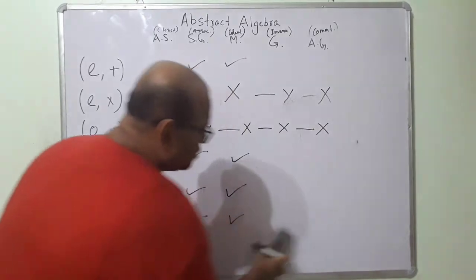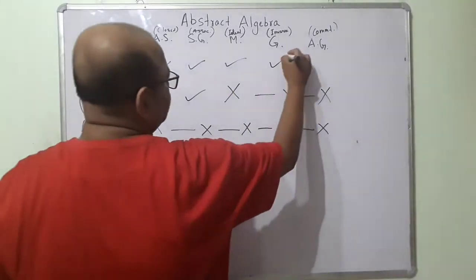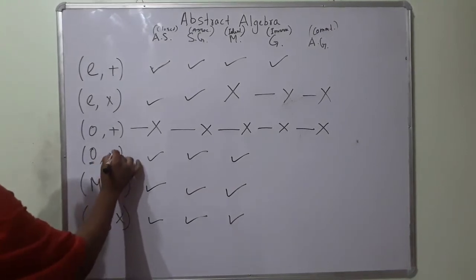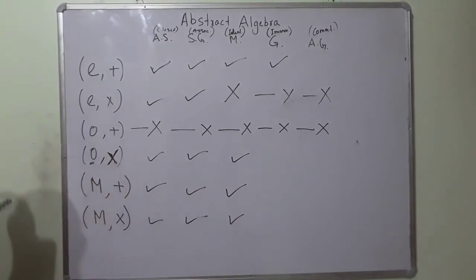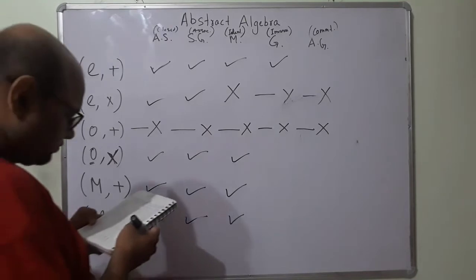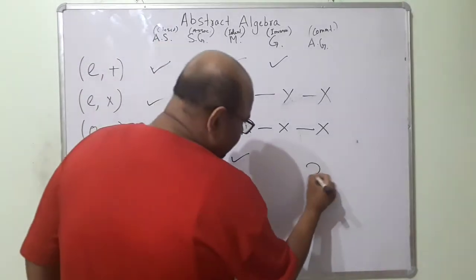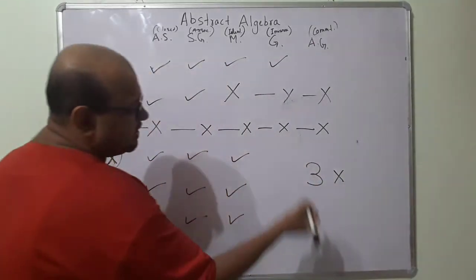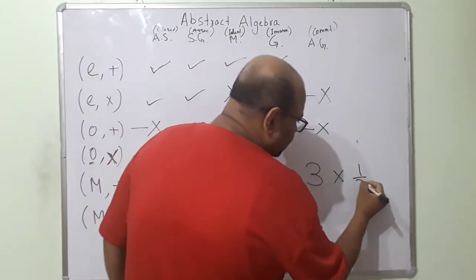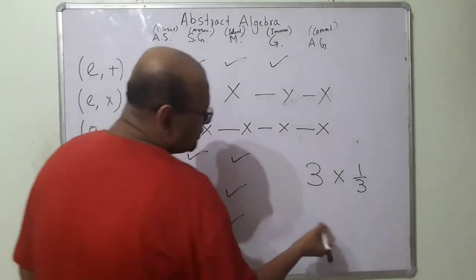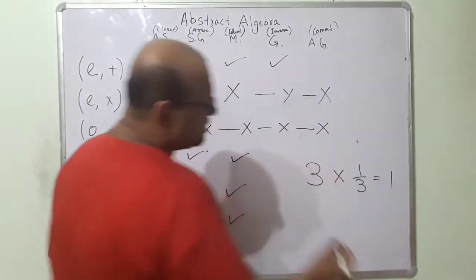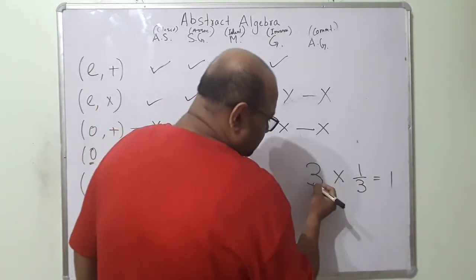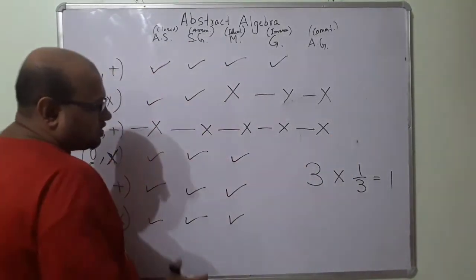Fine. So it is a group. What about odd numbers and multiplication? Say 3 is an odd number. The multiplicative inverse of 3 is 1/3. When I multiply 3 with 1/3, I get the multiplicative identity 1. So 3 belongs to the set of odd numbers.